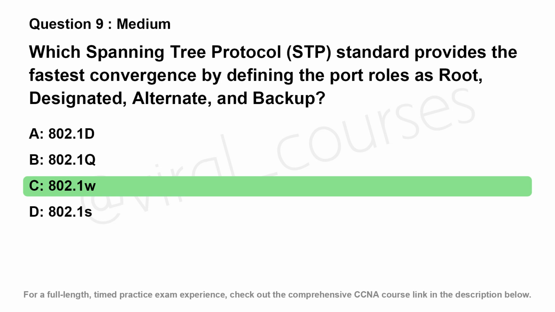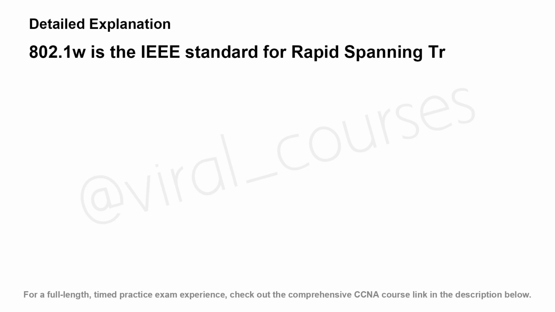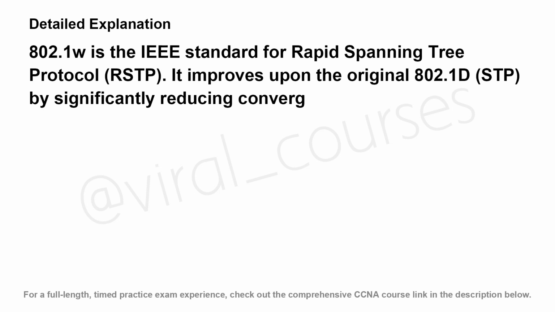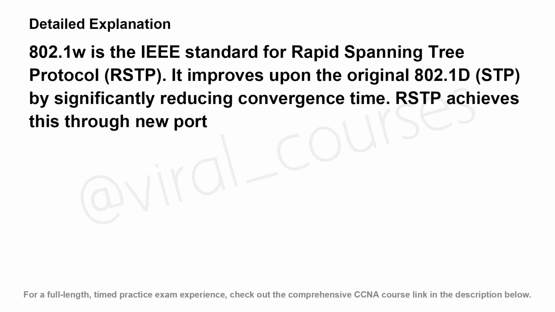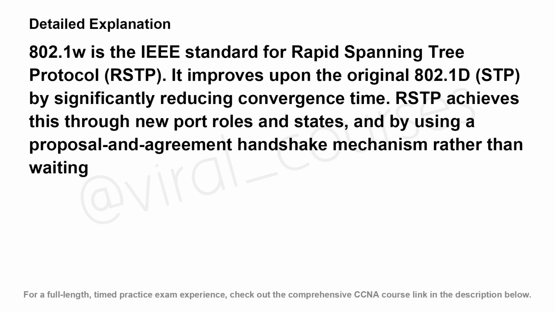The correct answer is C. 802.1w is the IEEE standard for Rapid Spanning Tree Protocol, RSTP. It improves upon the original 802.1d STP by significantly reducing convergence time. RSTP achieves this through new port roles and states, and by using a proposal and agreement handshake mechanism rather than waiting for timers to expire.